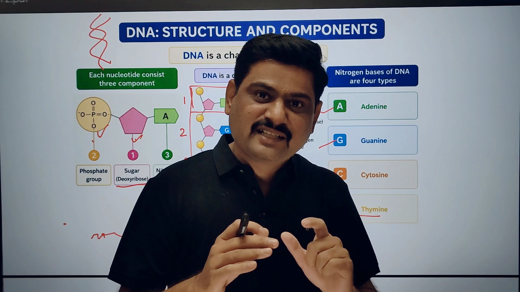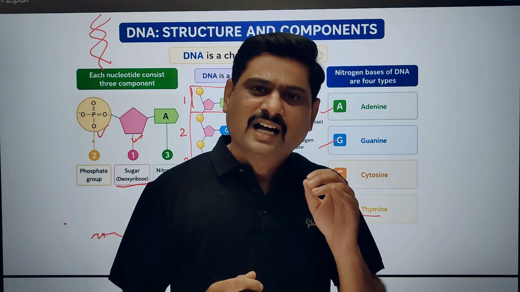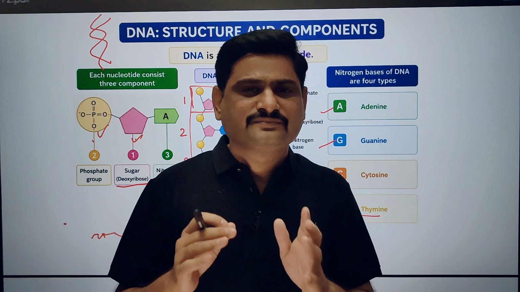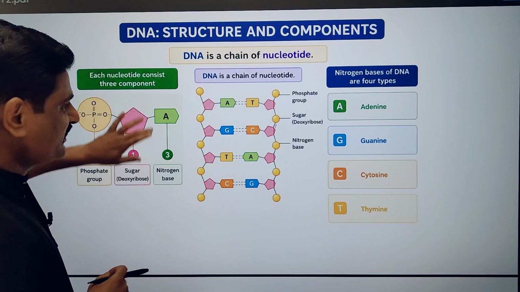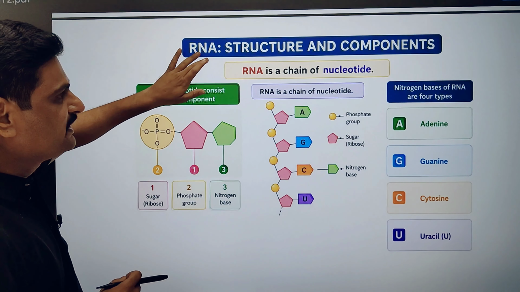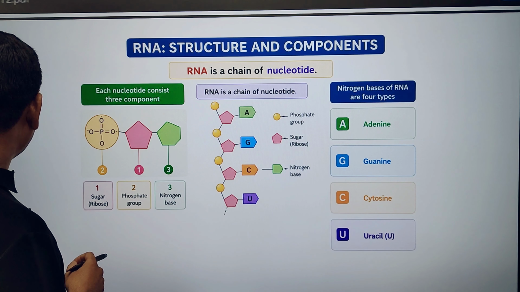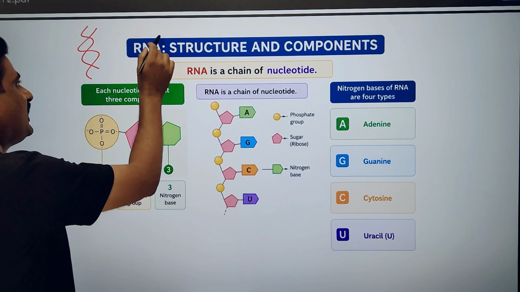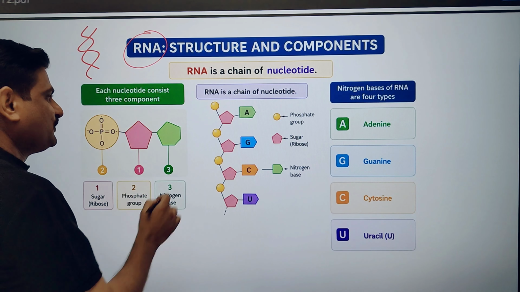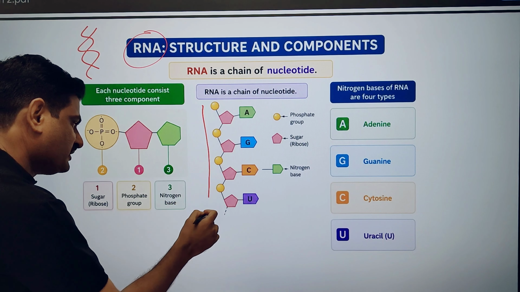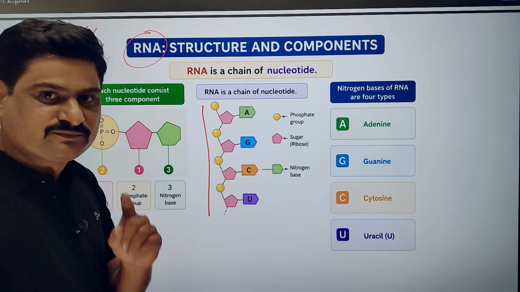Now let's understand the structure of RNA. RNA structure is also somewhat similar to DNA, only 1-2 points are different. Please understand the structure of RNA related to protein synthesis. Now children, important here, the first thing you have to remember is that we just discussed DNA being double stranded. RNA is single stranded. So first thing, RNA is not double stranded, it is single stranded.